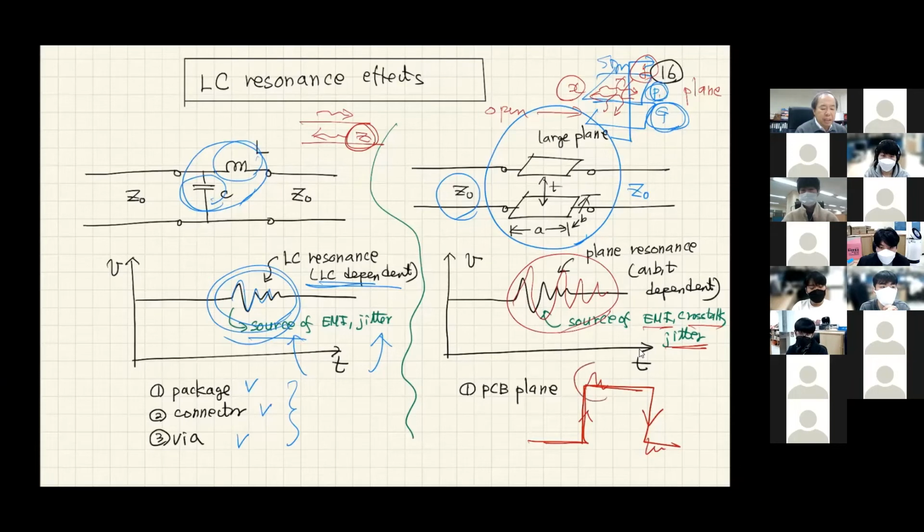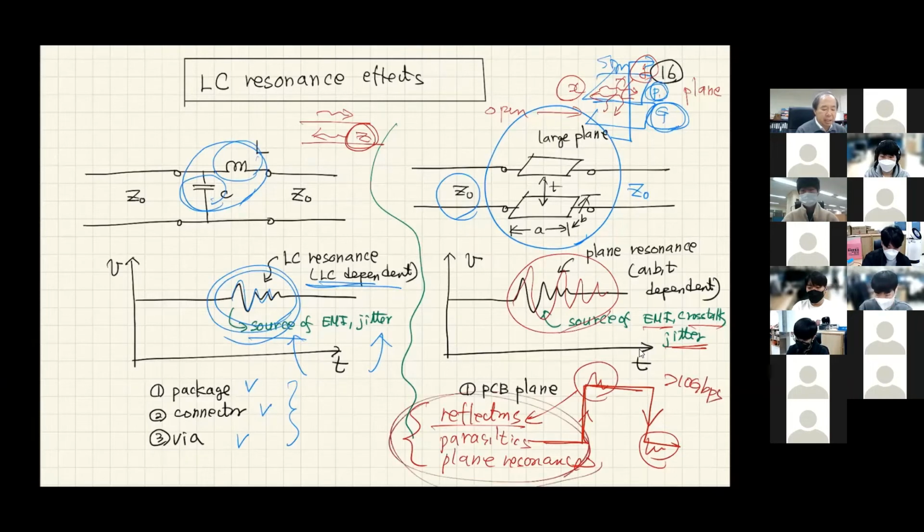In order to avoid this kind of ringing, which may come from reflections, and as we said, multiple reflections and parasitics, and plane resonances. Those are actual problems, and in a lot of cases over 10 gigabits per second, these are really engineering issues. In order to understand, you have to understand packaging, connector, via as well as the PCB. That is the difficult part of engineering.